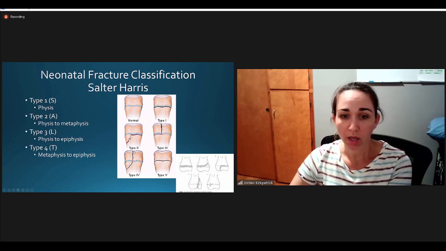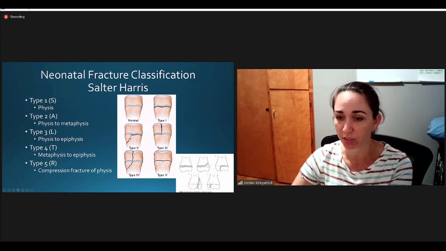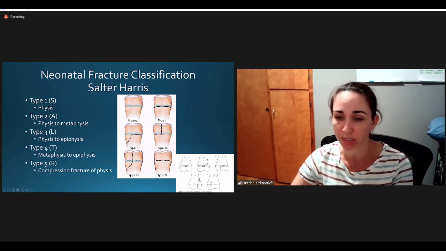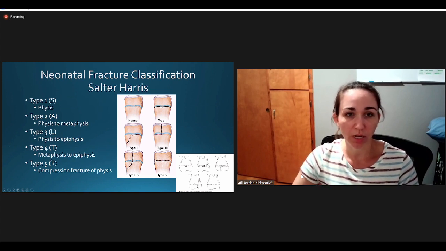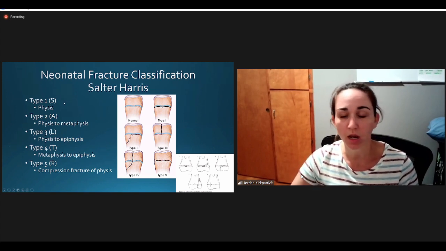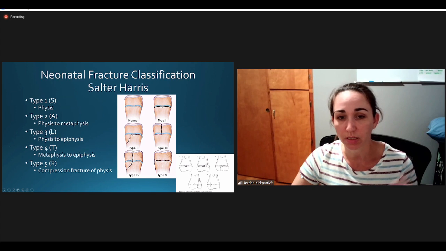Type 4 is all of it, so the epiphysis, physis, and metaphysis. And type 5 is compression. You can see in this image a little bit better where the physis is compressed on itself. These little letters here spell Salter, another way to remember it. Type 1 is sliding, where the physis is either sliding or separating. Type 2, with it being the physis to the metaphysis, you can say that's above. That's where the A comes from.